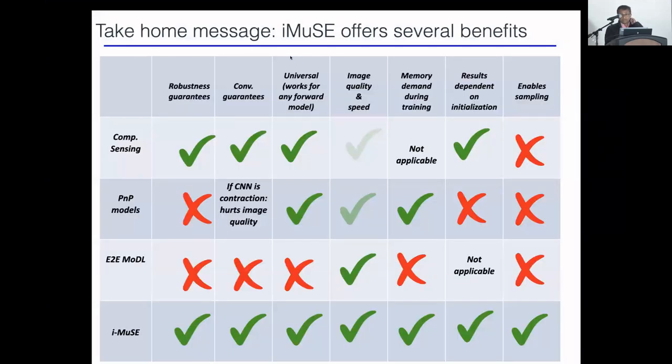So the take-home message is that iMuSE offers several benefits compared to these previous methods. First of all, it can give you robustness guarantees and convergence guarantees. And because it's a plug-and-play method, it works for any forward model. It gives you comparable image quality to these end-to-end methods. The memory demand is not a big deal because it's a PnP method, so you don't have to unroll or anything. And the results are independent of the initialization, and it also enables sampling.